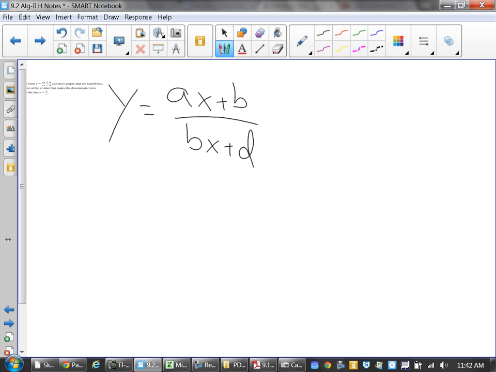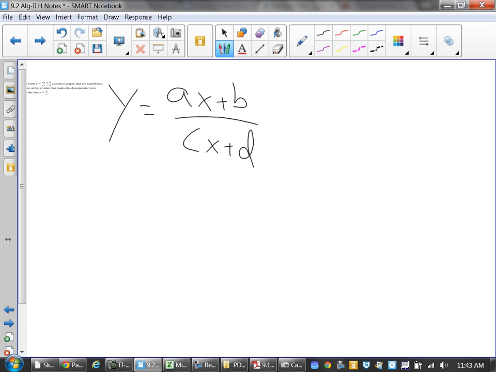The other form in this case looks like this: y equals (ax plus b) over (cx plus d). Sorry, it's supposed to be c. One thing I want you to notice here is that there's no h and k. There's nothing tacked on to the end of this. Also, the difference between these two forms is that there is a variable in both the numerator and the denominator. In the first form we looked at, there's only a variable in the denominator, and in the other form there are variables in the numerator and denominator.